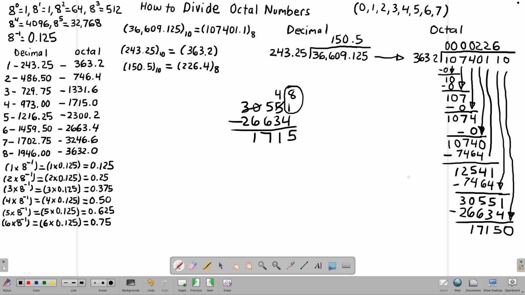If we look towards the chart, we will see that in the fourth row, we have 1715.0. So that says that it goes in here 4 times. So we multiply 4 times 3632. We get the value 17,150. We subtract, and we get the value 0. And that shows that that's as far as we can go with computation at that point.